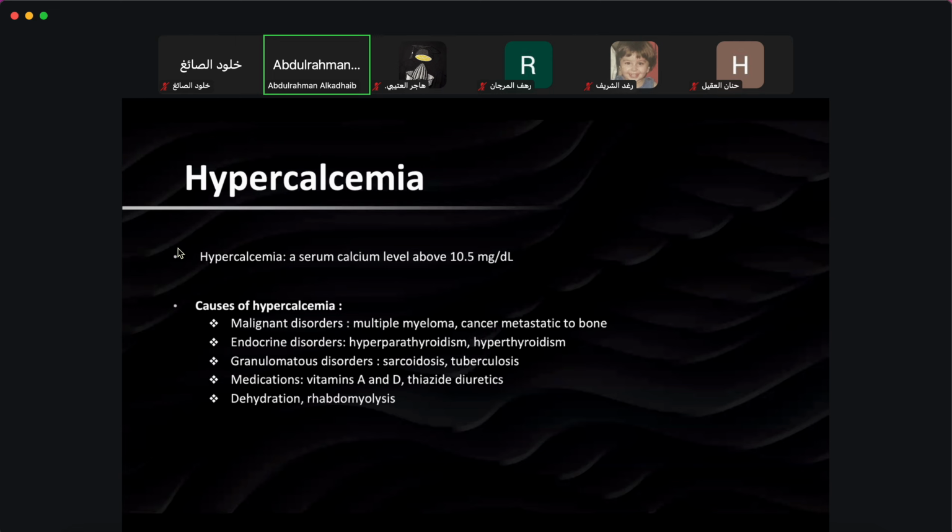Then we choose one of the next three medications: either bisphosphonate, corticosteroid, or calcitonin. And usually we use one of them based on the most likely cause of hypercalcemia. For example, we can use bisphosphonate if we suspect the hypercalcemia to be caused by some malignancies or metastasis to the bone. It's also recommended in case of a high calcium level of 12 milligrams per deciliter or more.